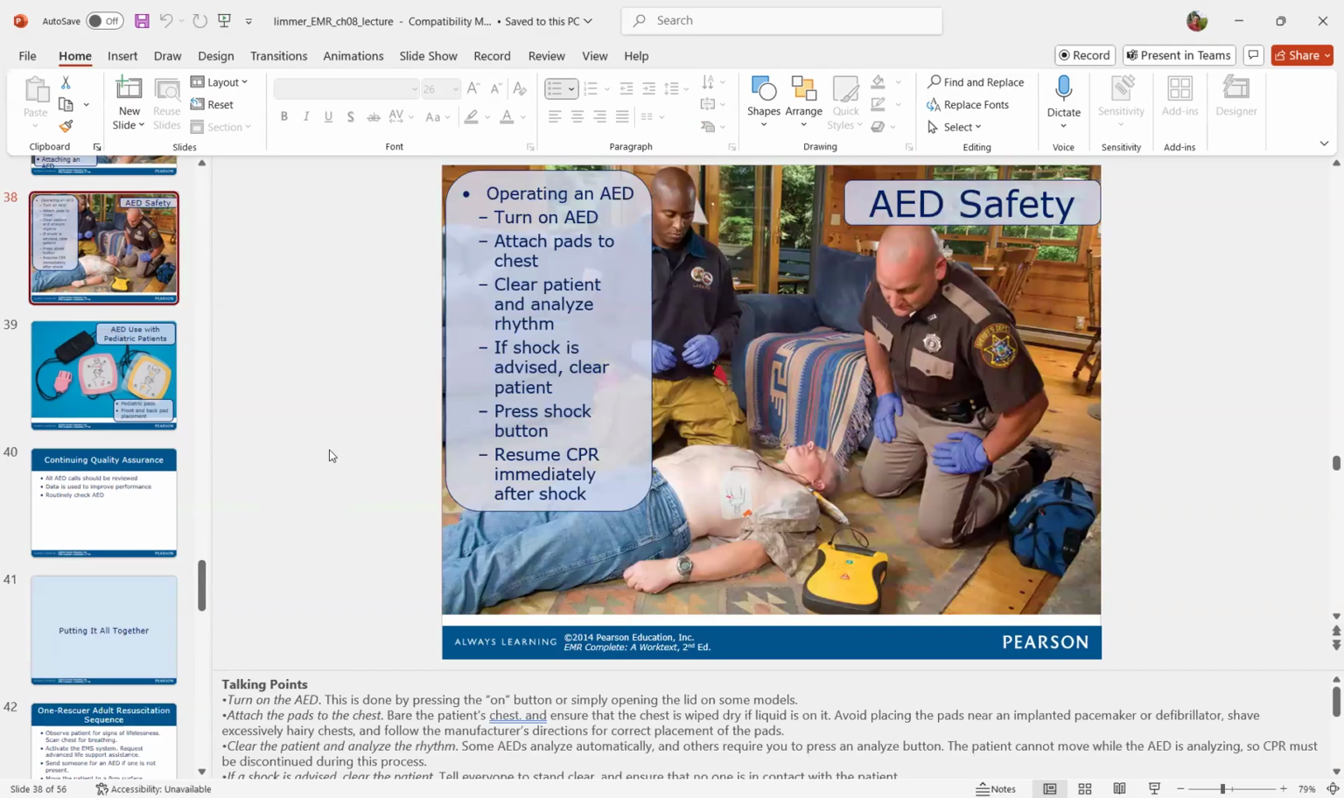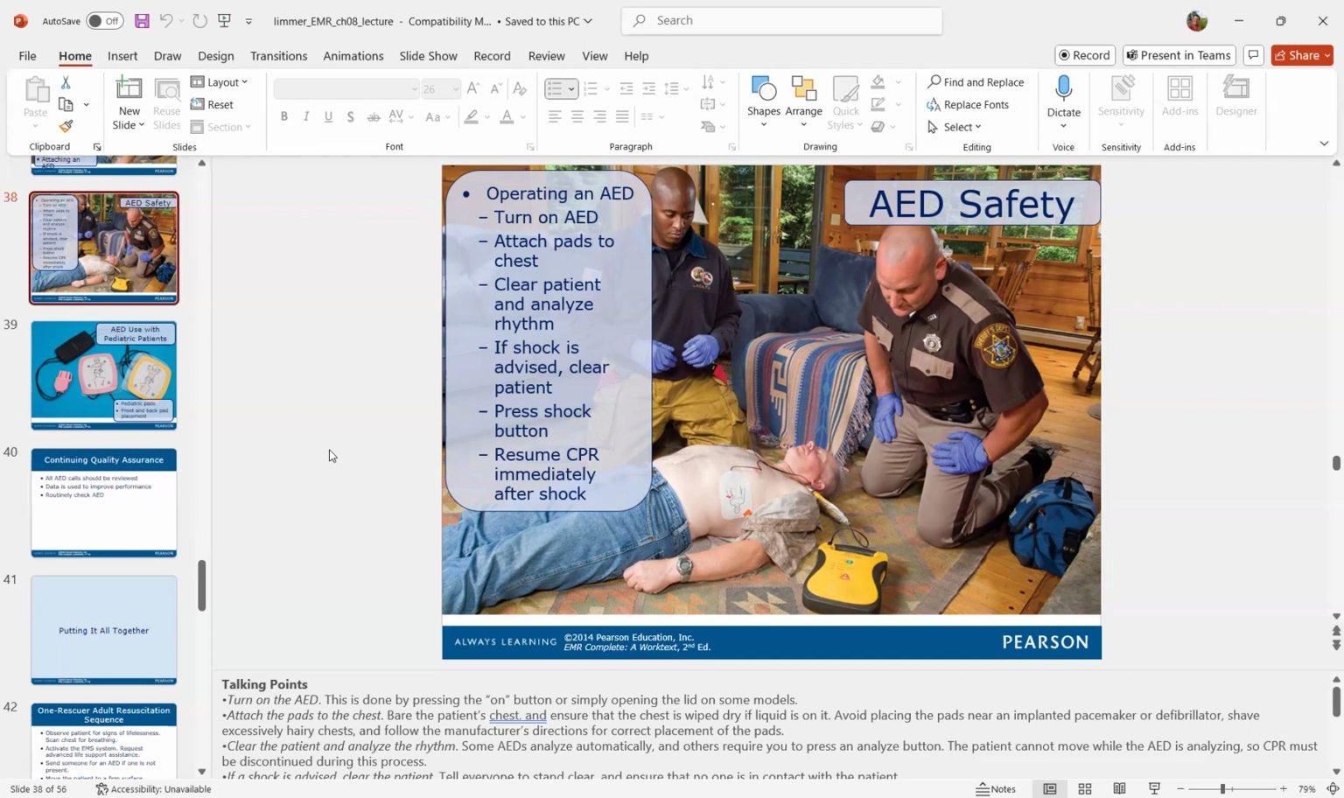So turn on the AED. This is done by pressing the on button, or with some of the models you simply open the lid. Attach the pads to the chest. There'll be pictures on the pads to put them on the bare chest. One usually goes up on the right over the collarbone by the shoulder, and one on the left side of their abdominal area. We're going to clear the patient and analyze the rhythm.